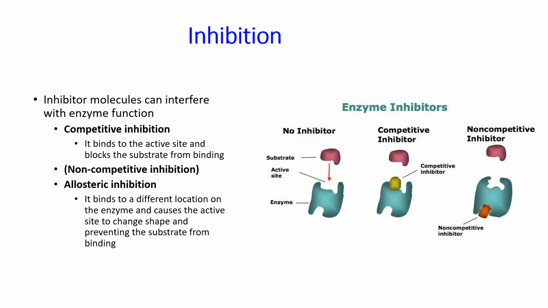Then we have a competitive inhibitor. Okay, competitive inhibition means that we have a molecule that blocks another molecule from adhering to the enzyme. So because this molecule is here in this active site, this molecule or substrate is not able to bond with or create a complex with the enzyme. So the reaction stops. Okay? That's called competitive because it's competing at the active site.